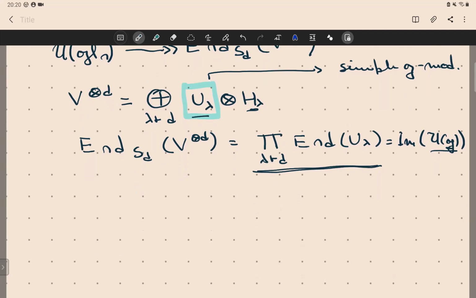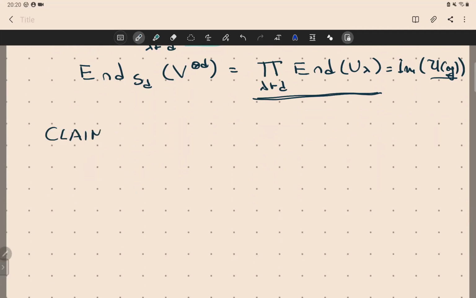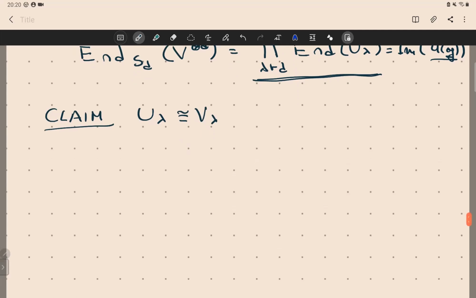It would be great if it was isomorphic to the V lambda, right? I have just said it, this lambda index came simply out of the fact that H had a lambda index. So I claim that U lambda is isomorphic to V lambda. And for this, I will show it for my favorite partition, 4-2-1, but then you will see that the proof works perfectly for any other case. So let's just fix lambda to be 4-2-1.